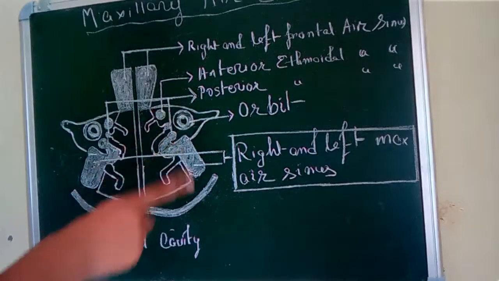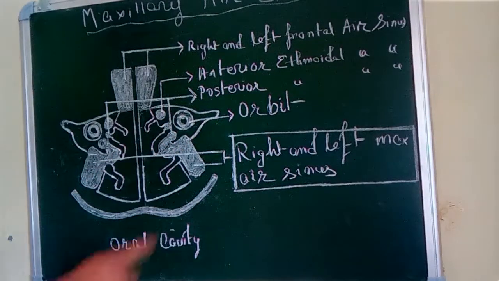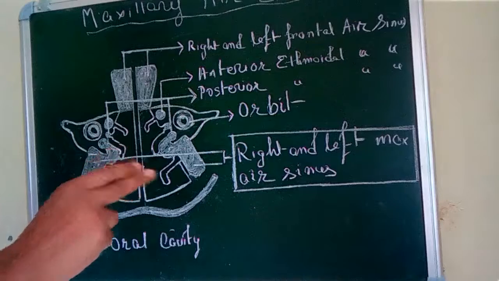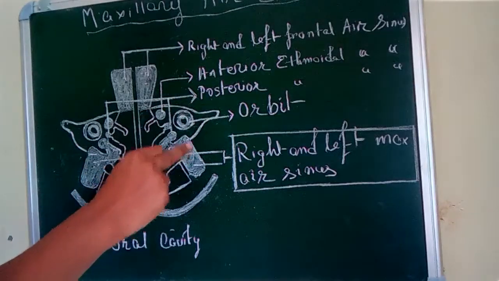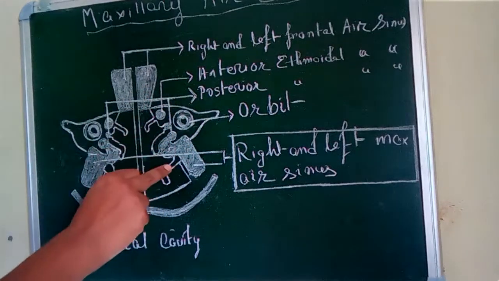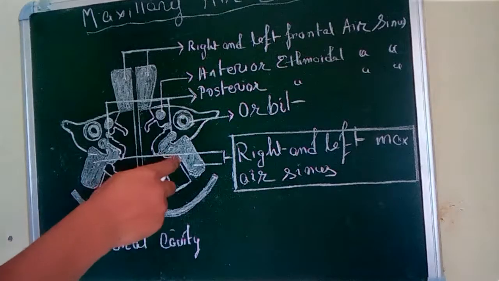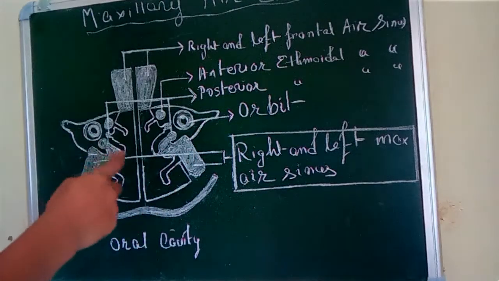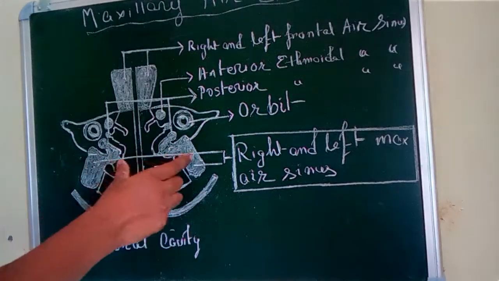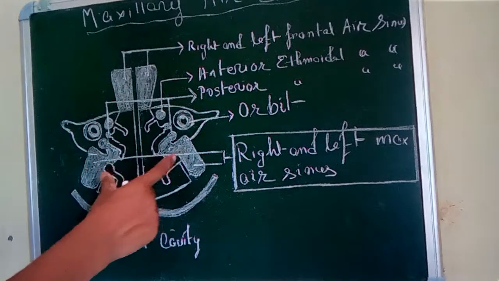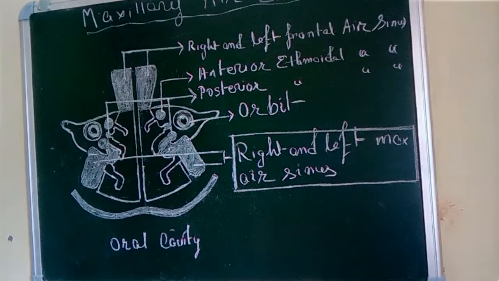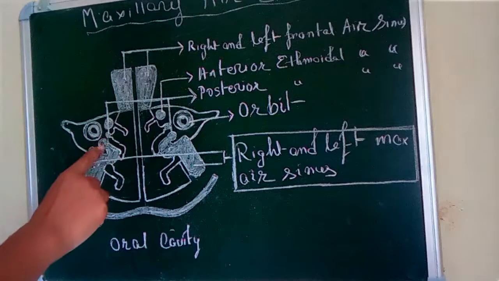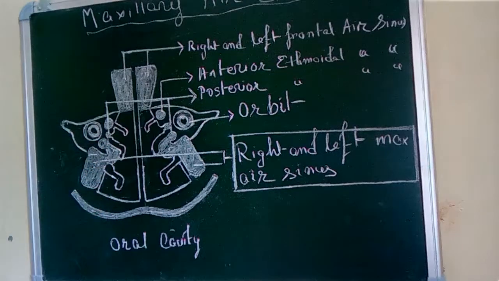This is the largest air sinus present in the body of the maxilla. These are present in the body of the maxilla, and this is the largest air sinus, one on each side of the nasal cavity. It has different parts, like number 1, that is the roof.